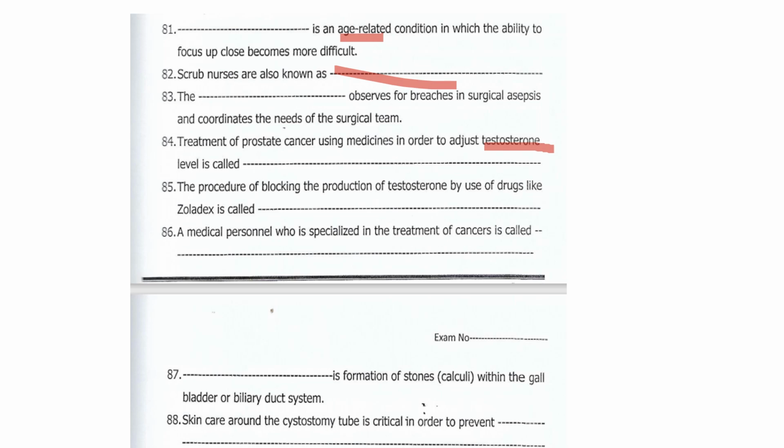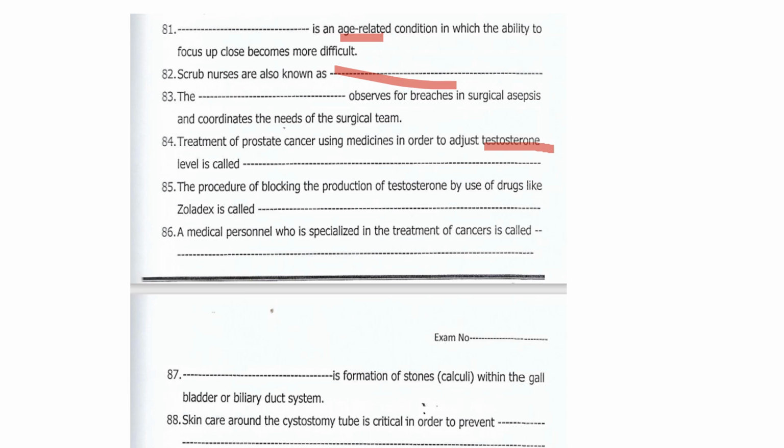85. The procedure of blocking the production of testosterone hormone by use of drugs like Zoladex is called anti-androgen, or androgen deprivation therapy, if I'm not mistaken. I stand to be corrected, but I'm sure this is the correct way.